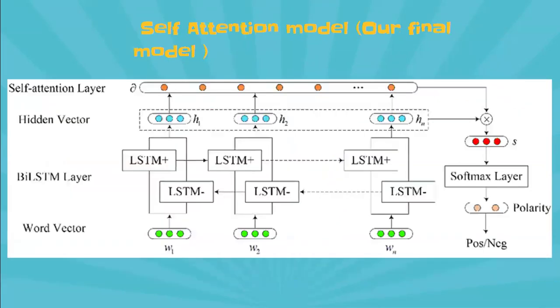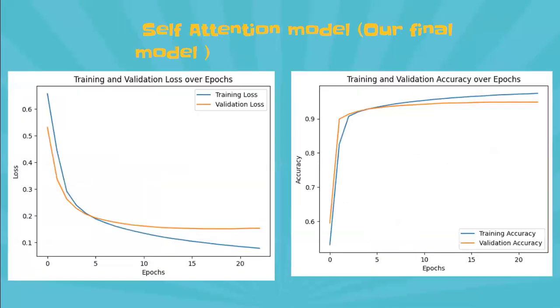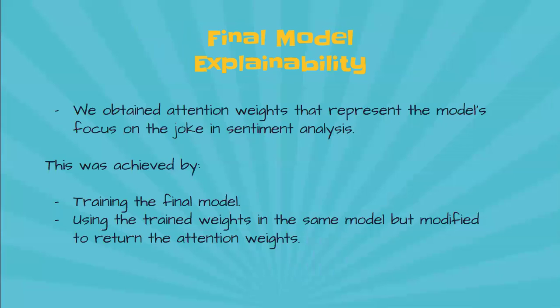That's the self-attention model. That's our final model that we proposed. It has first the embedding and BiLSTM and then a self-attention layer, because the self-attention model got higher accuracy than the multi-head attention model during training and testing, and those are the graphs for the self-attention model. That's the graph for loss and the graph for accuracy.